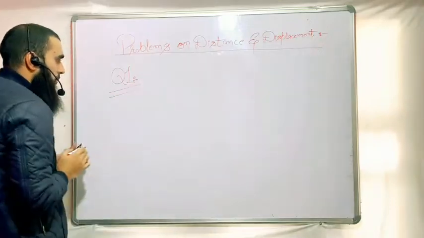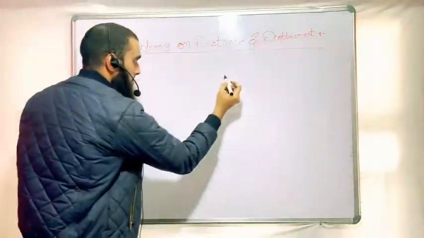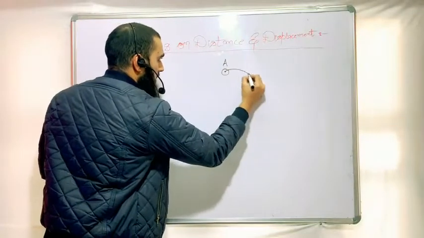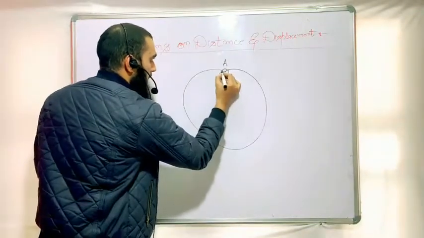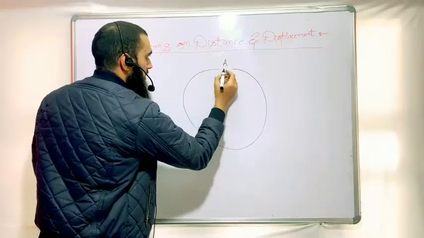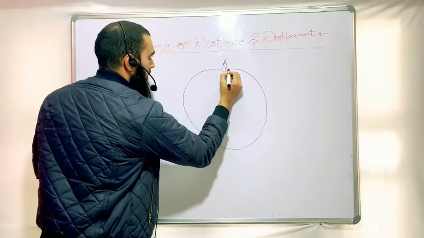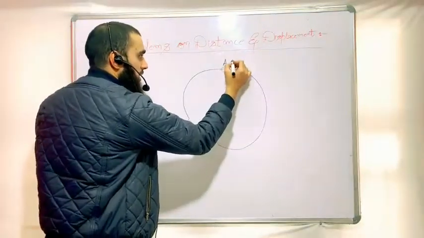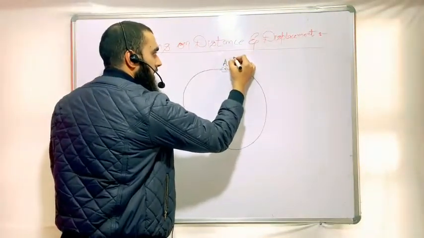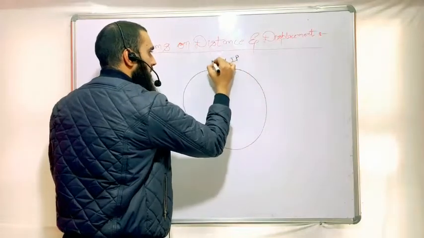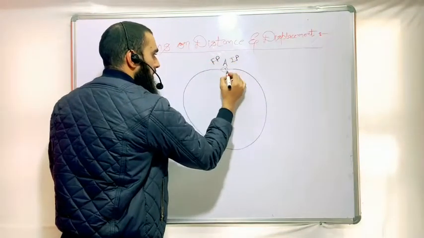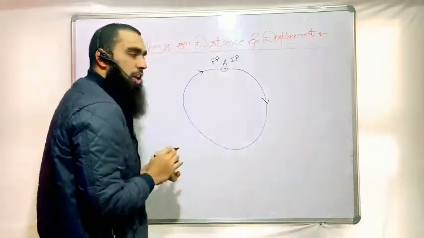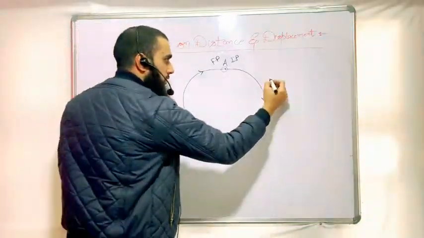So suppose a body A is moving in a circular path. The starting and final position, or I can say the initial position and final position, are the same. It's moving in a circular path and coming back to its own position. Calculate distance and displacement.